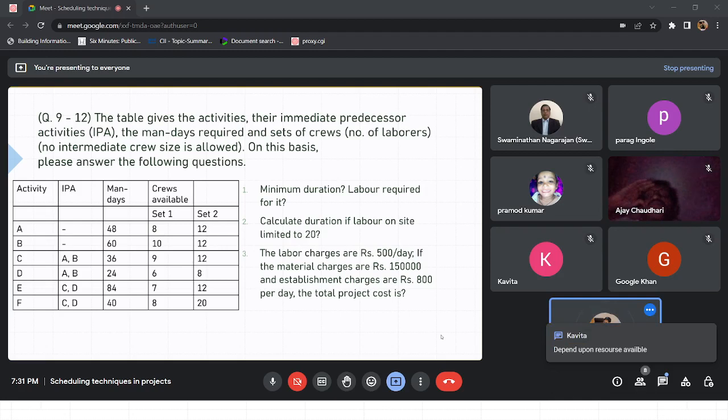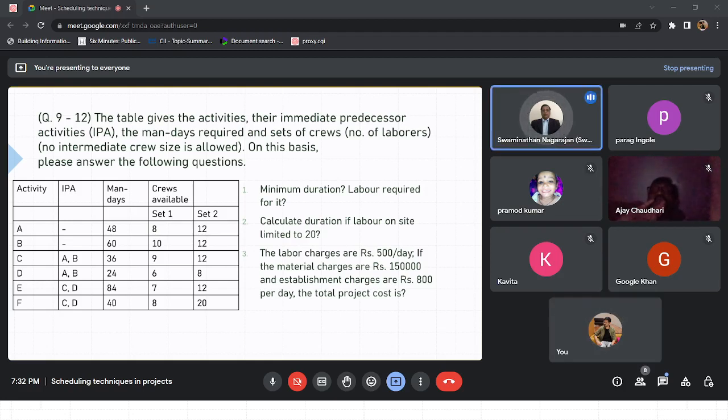The table here mentions activity, IPA, man days, and crews available. So what do you mean by man days? Whatever we were seeing till now, we were talking in terms of duration. Now a new term came. What is this? Anybody would like to elaborate? Man days refers to the actual effort. It's a multiplication of the number of people and the calendar days. Yeah, exactly. Actual effort.